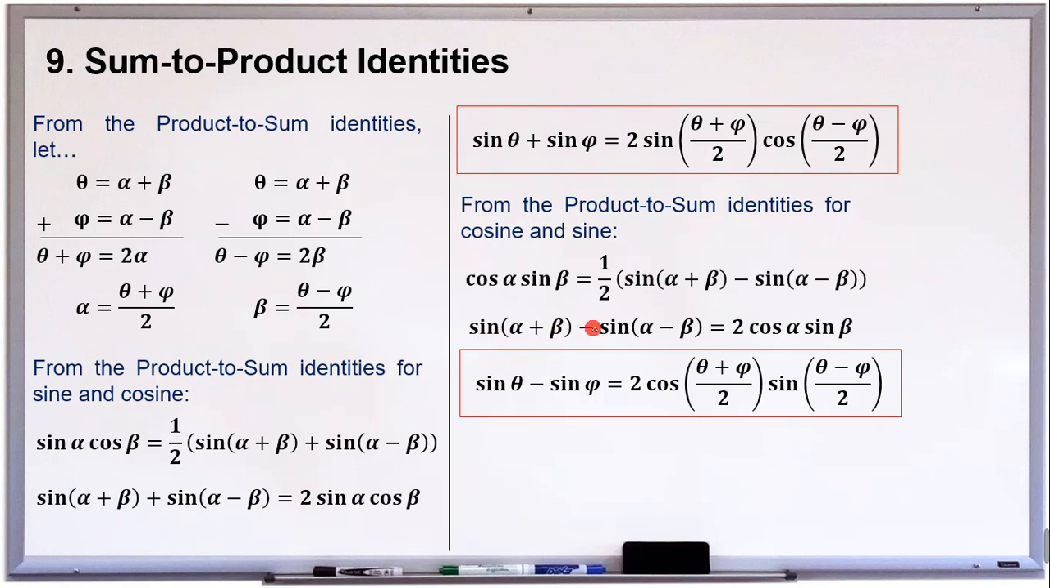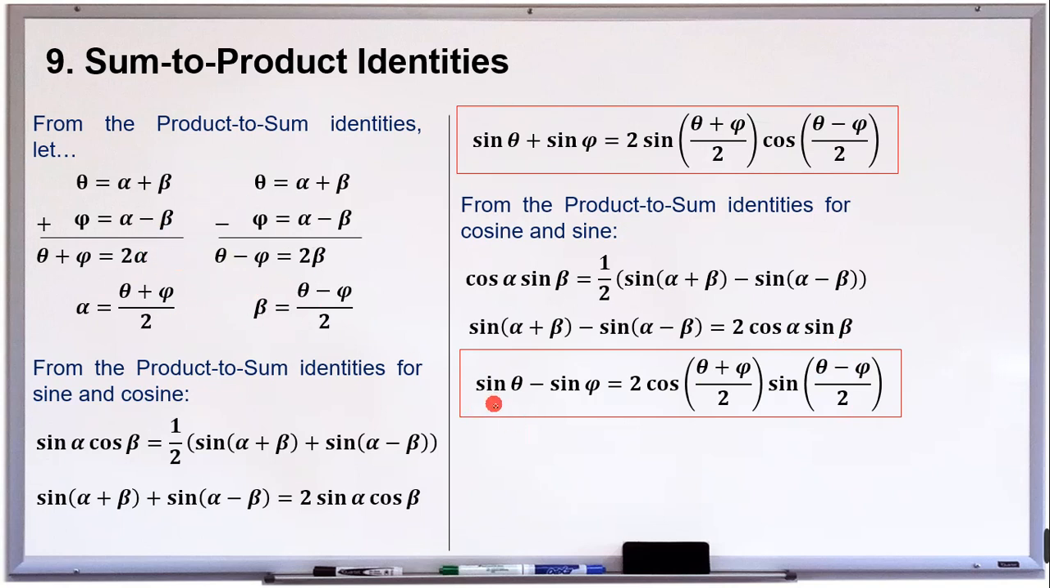So sine of alpha plus beta minus sine of alpha minus beta is equal to 2 cosine alpha sine of beta. Alpha plus beta from this equation is equal to theta, and alpha minus beta is equal to phi, so that we have sine theta minus sine phi is equal to 2 cosine. For alpha, that's theta plus phi over 2, and for beta, that is theta minus phi all over 2, as you can see from this section.